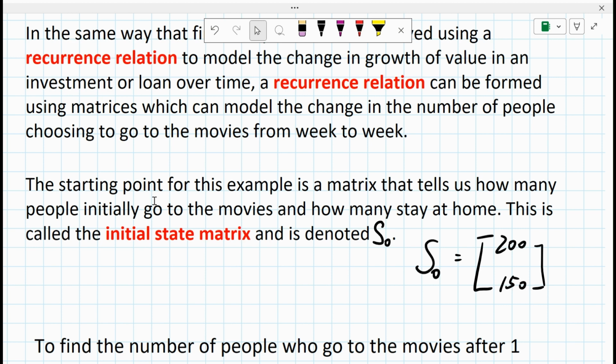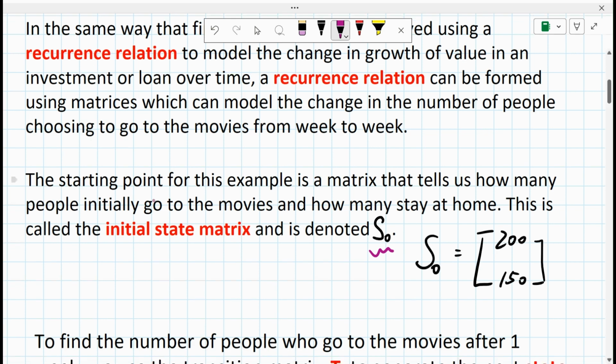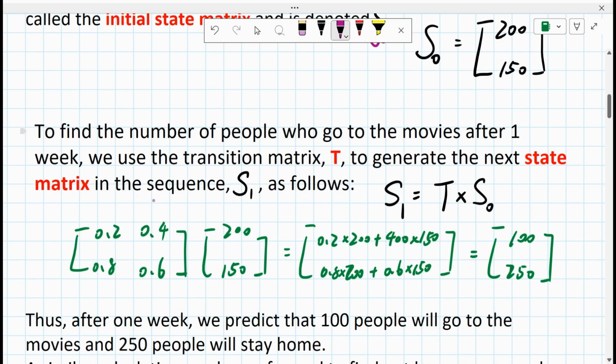In that example, 200 people are going to the movie and 150 are going to stay at home, and it's called the initial state matrix. If you say S0, that means the initial state. So S0 means the initial state matrix. To find the number of people who are going to the movie after 1 week, we use the transition matrix T. The transition matrix is represented by T, and it generates the next state, S1.